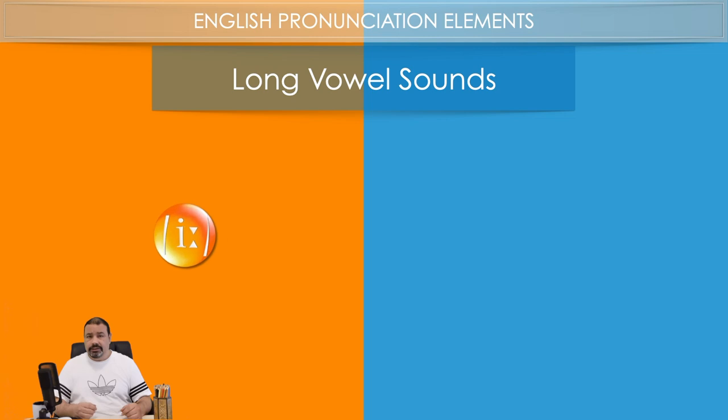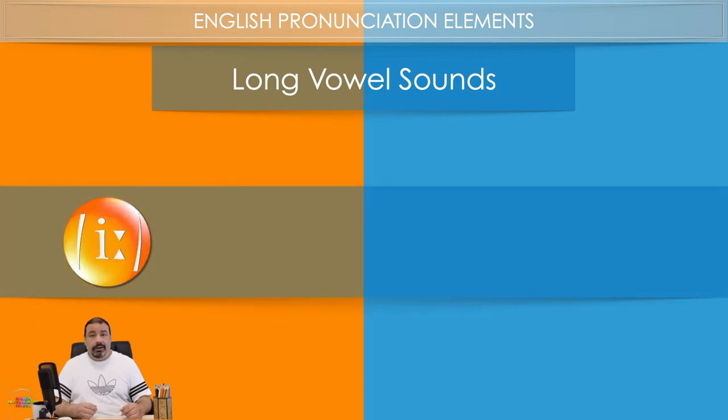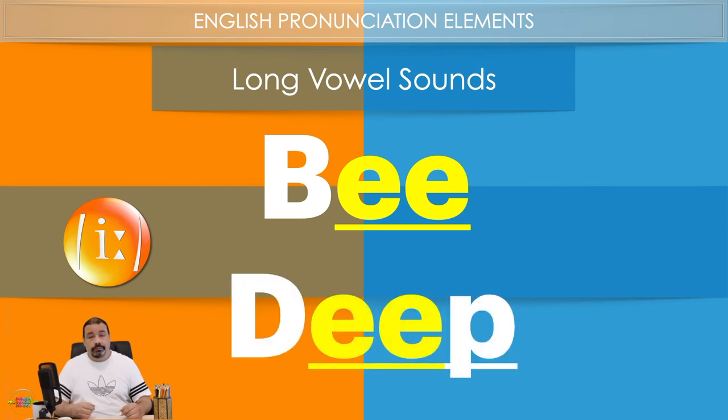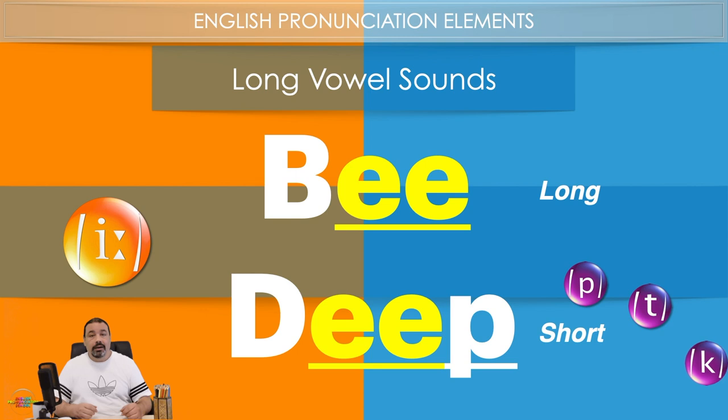Now, even though this sound is classified as a long vowel, its pronunciation could be both long and or short. Pay attention. B, but deep. So the E sound is longer in the word B than in the word deep. This happens normally when this vowel sound is followed by the consonant sounds p, t, k, and the ch sounds.